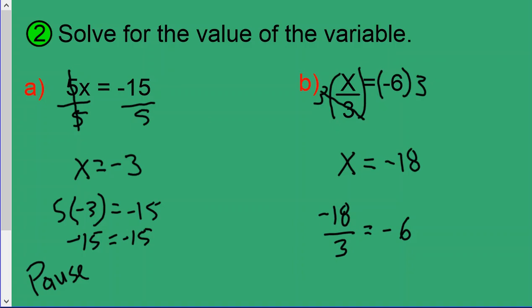So again, a quick review. We are just trying to isolate the variable by doing the inverse operation that is connected to the variable. So if the variable is being multiplied by a number, we are going to divide by that same number. And if it's being divided by a number, we are going to multiply by that same number to undo that operation.